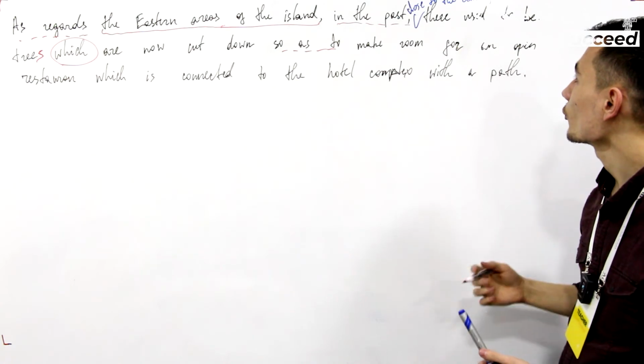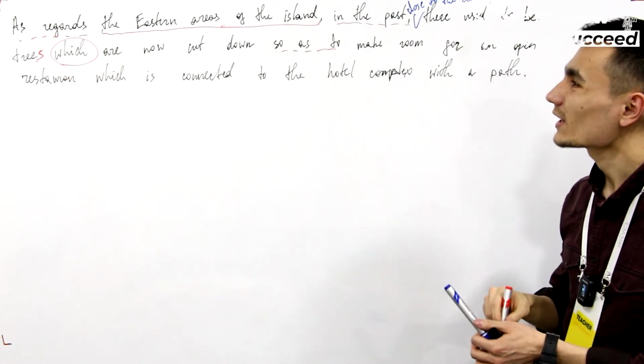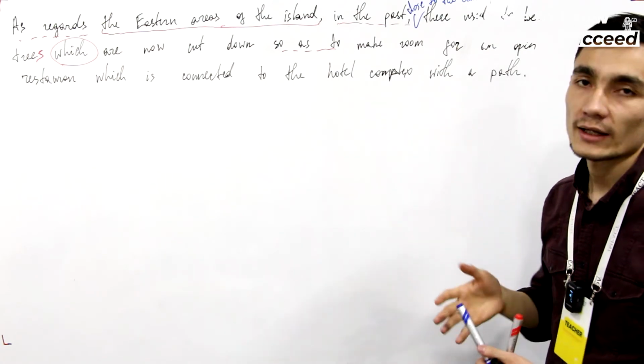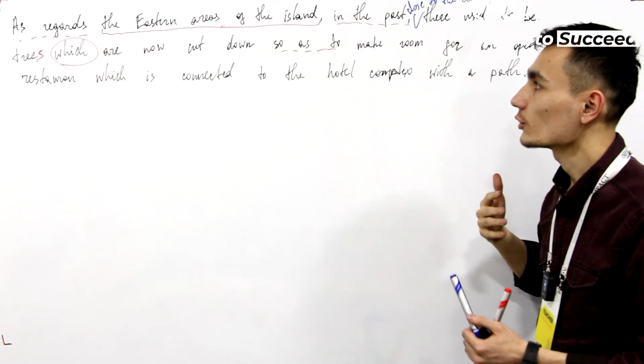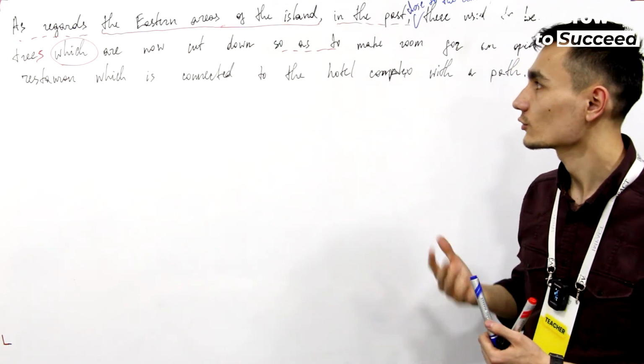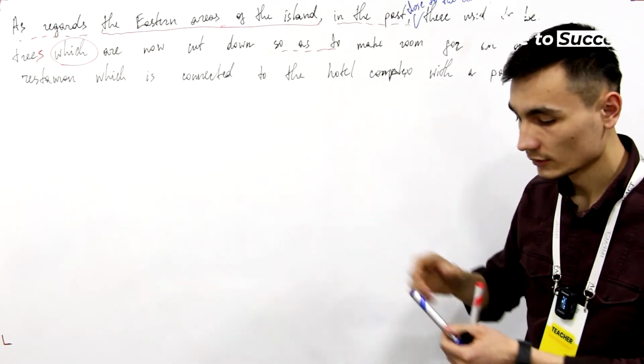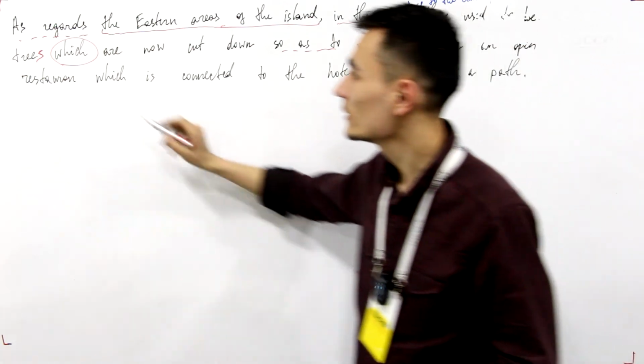To make room for an open restaurant. So it's an idiom, to make room for something. It can be a bit informal, so I hesitated to use it, but to illustrate the point, to make you understand the point, I just had to use it. For an open restaurant, so I also missed adding a T here.